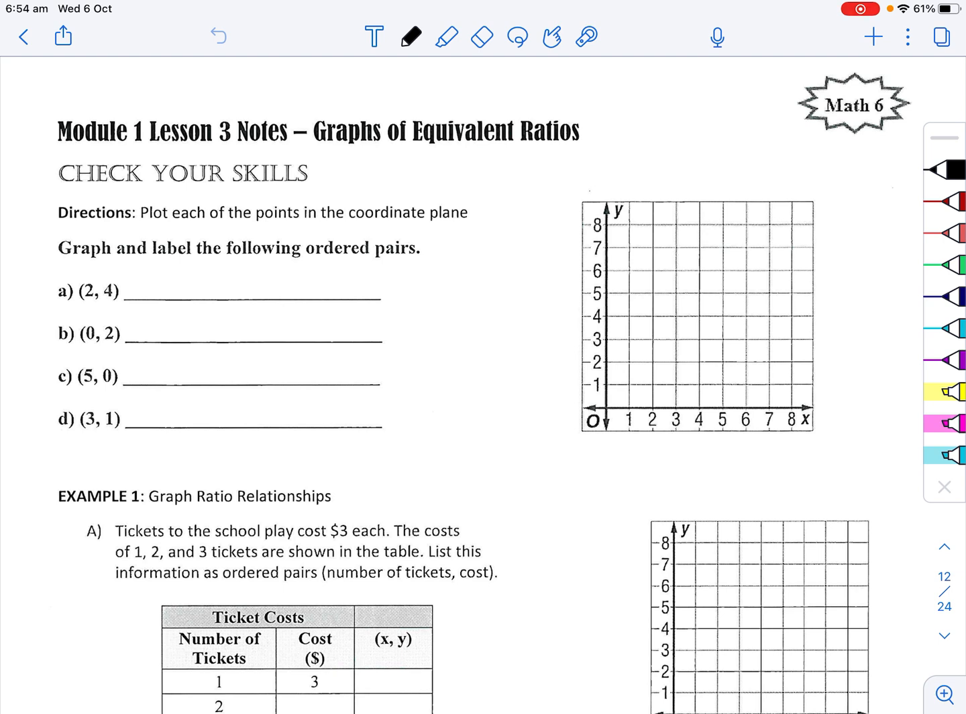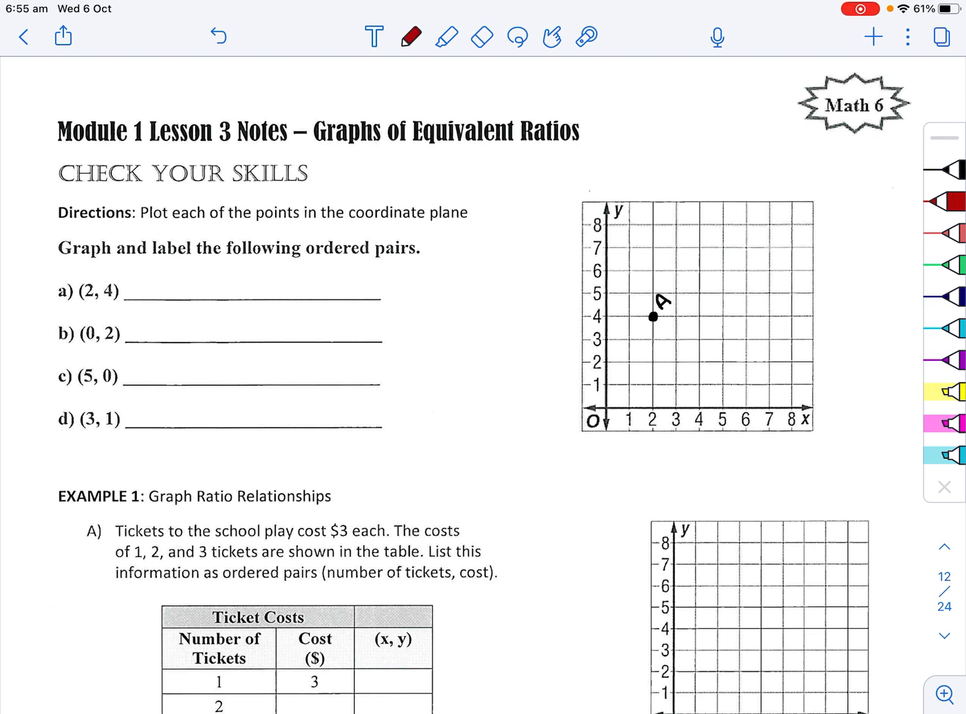I'm not sure why the lines are there because you're not going to write anything on them, but we are going to plot these points on the graph. I am going to label them according to the letter that is next to them in the question. So for 2, 4, I'm going to label it with an A, and then 0, 2, I'm going to label it with a B. So for point A, I'm going to go to the right 2 and up 4. So I'm going to call this A.